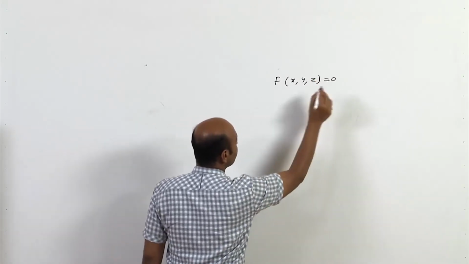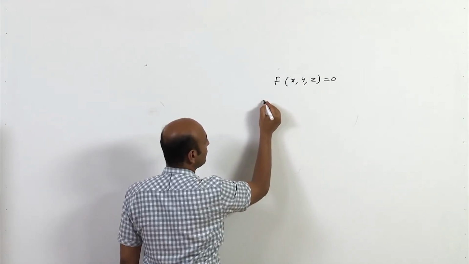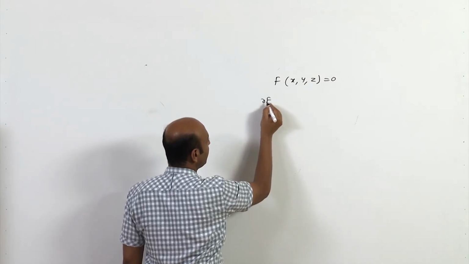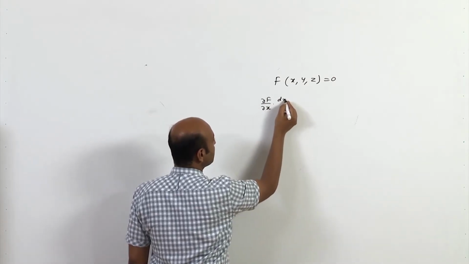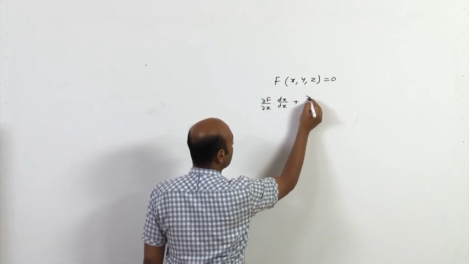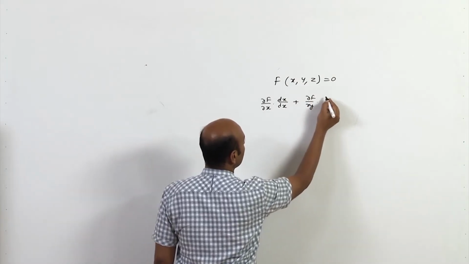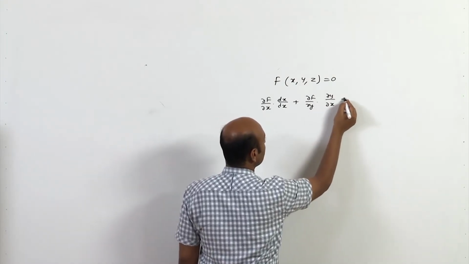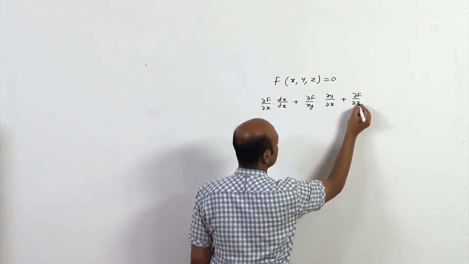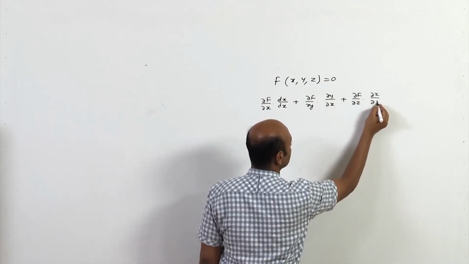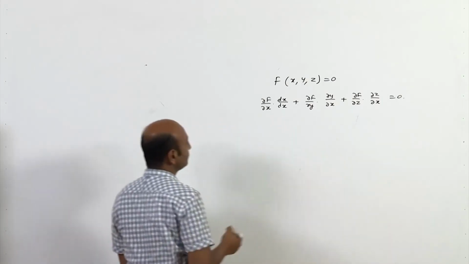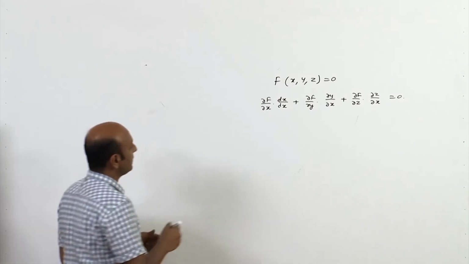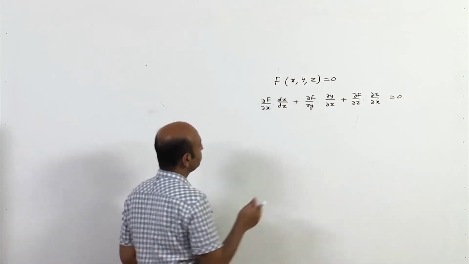Here f is a function of x, y, z, which is equal to 0. Now, you differentiate partially with respect to x. So that will be del f by del x into dx by dx plus del f by del y into del y by del x plus del f by del z into del z by del x equal to 0. You can write d here or del here.